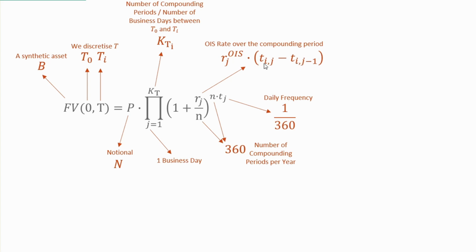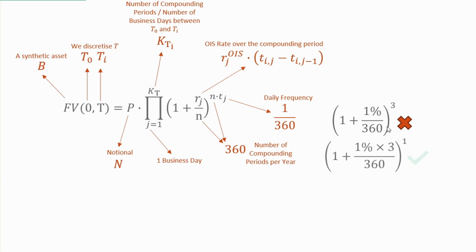Tij-1 and Tij. This might be slightly confusing, so to be clear, I'm just going to give you a small example. If the overnight rate on a Friday is equal to 1%, the value obtained on the Monday is not going to be 1 plus 1% divided by 360 to the power of 3. It's going to be 1 plus 1% times 3, so with an effective rate of 3% divided by 360 to the power of 1.